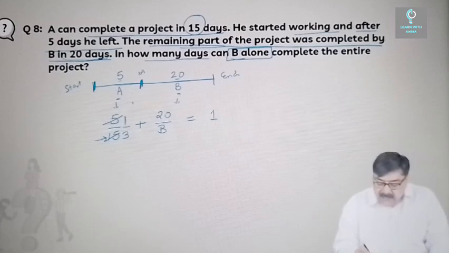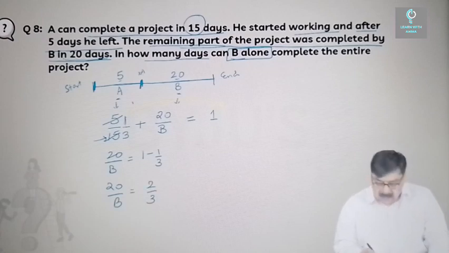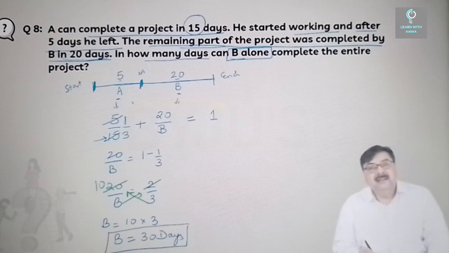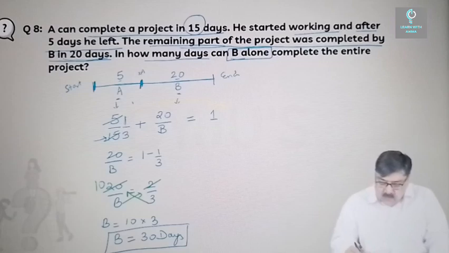Now this 1 by 3, we will take to the other side. So that we get 20 by B is equal to 1 minus 1 by 3. So hence we get 20 by B is equal to 2 by 3. Now, you can always cancel these two. Here we get a 10. B goes here, 3 comes here. So finally we get B is equal to 10 into 3. So B alone can complete this project in 30 days. So this is one way.